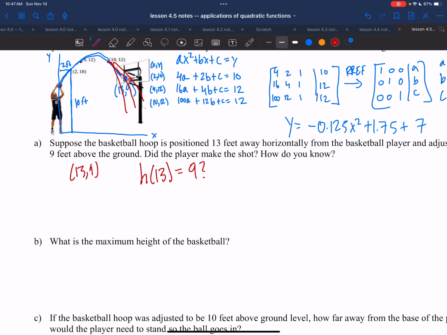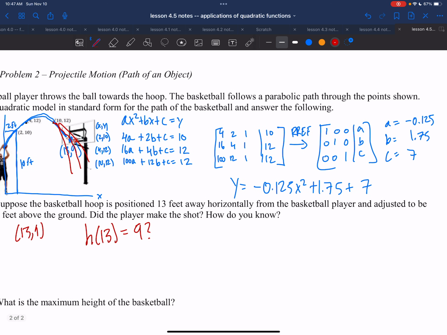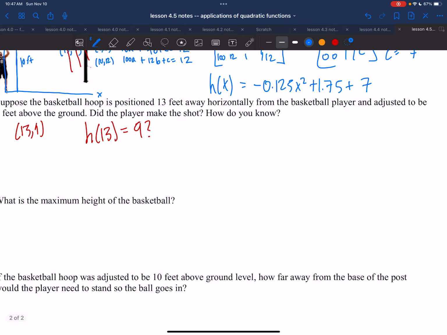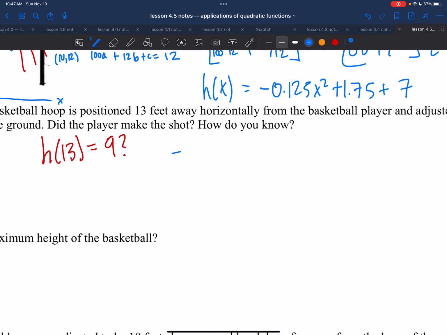Why did I say h? Because you could say y, or you could call that h of x. Sorry, it's just habit: height depending on distance. So does h of 13 equal 9? Well, that just means to take our function and plug in 13. There's an x here: negative 0.125 x squared plus 1.75 times 13 plus 7. And I just want to see, does this equal 9?